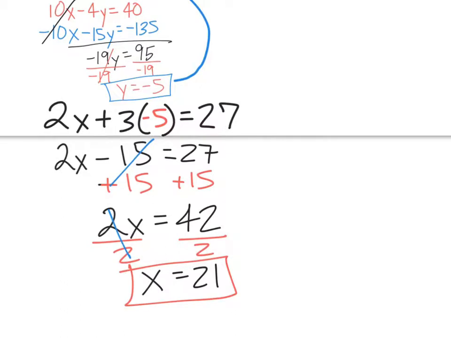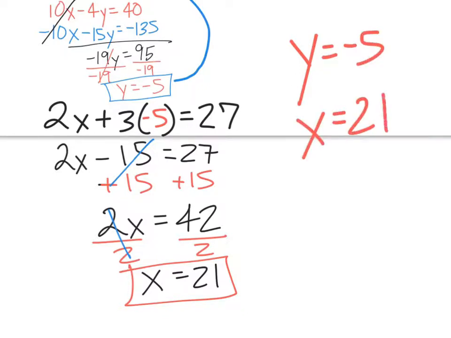This is our answer. You could write the answer like y equals negative 5, x equals 21. Alternatively, you can write 21, comma, negative 5.